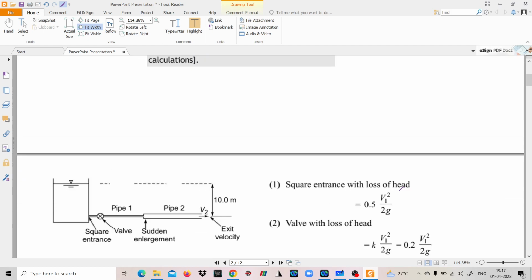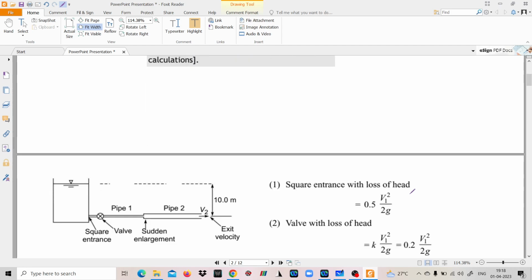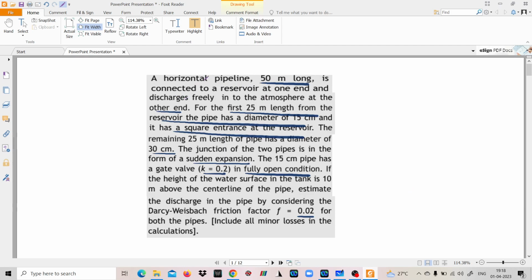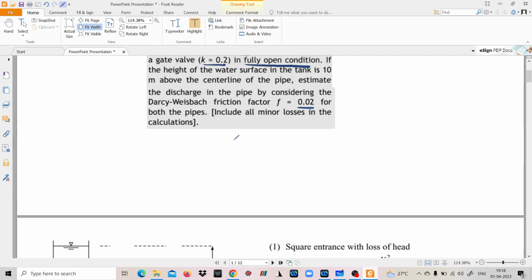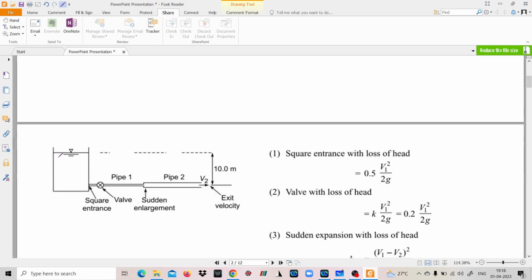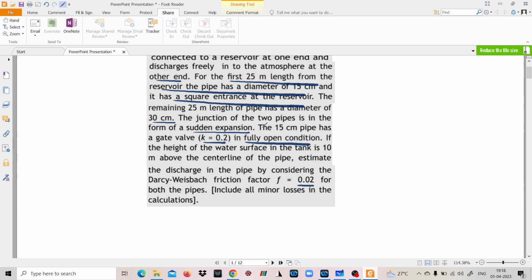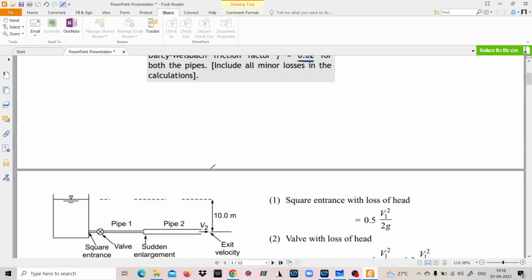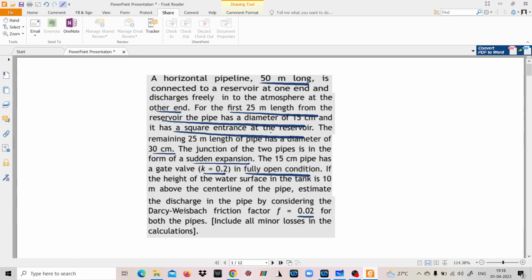So as I have always said, the first part is to visualize the problem in the form of a figure. What is the first line? There is a horizontal pipeline which is 50-meter long, connected to a reservoir at one end. So this is the reservoir at one particular end and this is the 50-meter long pipeline. For the first 25-meter length from the reservoir, the diameter of the pipe is 15 centimeter.